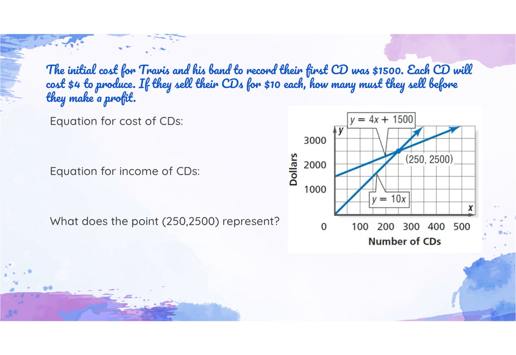Okay, so initial cost for Travison's band to record their first CD was $1,500. Each CD will cost $4 to produce. If they sell their CDs for $10 each, how many must they sell before they make a profit?